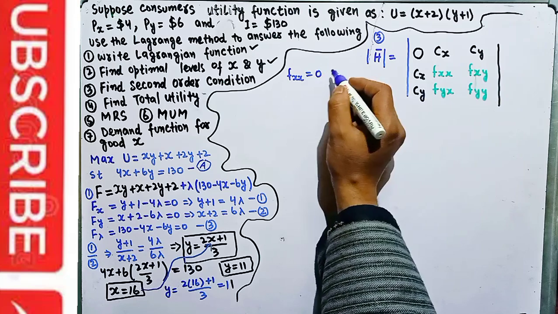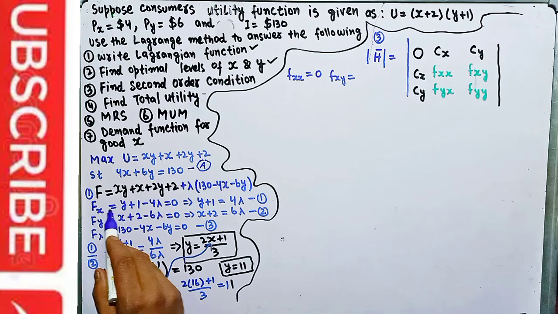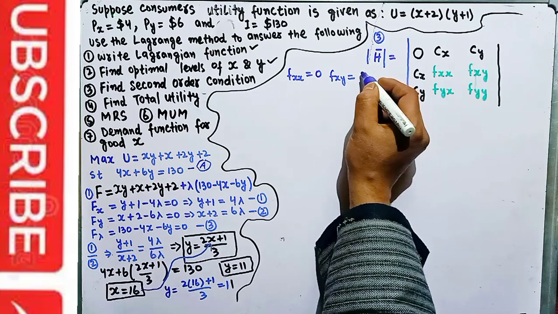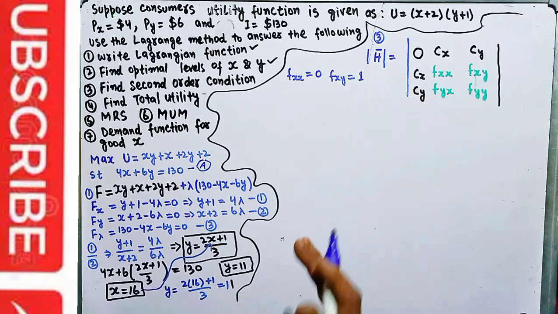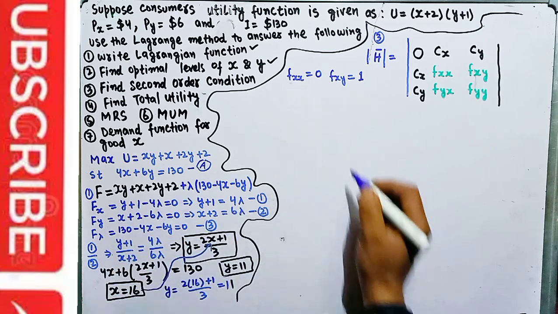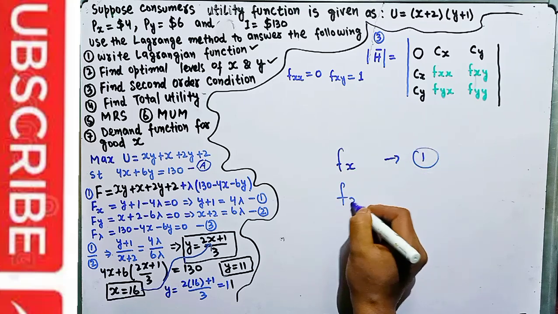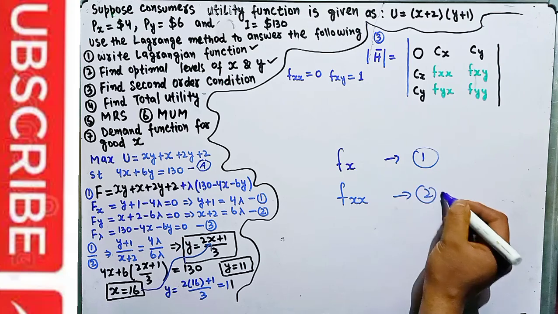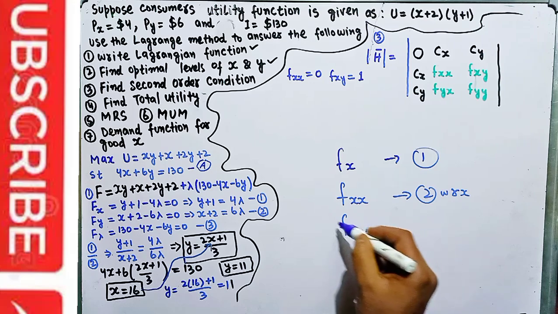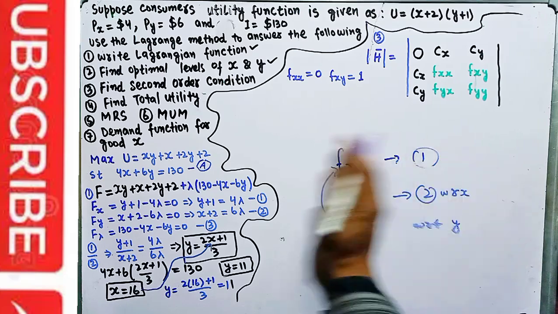Similarly, fxy means taking the derivative of this f subscript x with respect to y. Here we have y, and the derivative of y will be 1. We are taking second order derivatives, so let me explain it here. F subscript x means the first derivative. F subscript xx means the second derivative with respect to x. And fxy means the derivative of this function with respect to y this time.